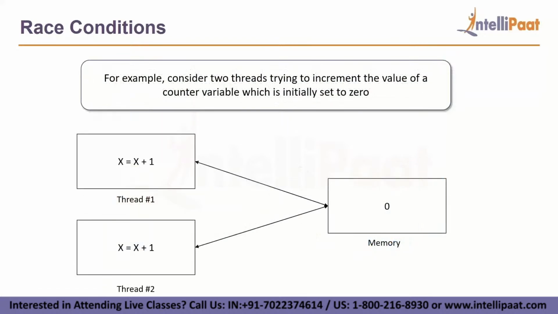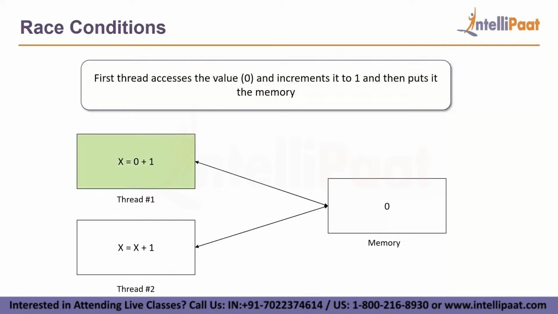For example, consider two threads trying to increment the value of a counter variable that is initially set to 0. We have memory and two threads. The value in the memory is currently 0, and both the threads, thread 1 and thread 2, will execute the same code in which they will read the memory value, which will be 0, and substitute it with a value that is adding 1 to the current value in memory. So it's 0, 0 plus 1 would be 1. However, both the threads will be doing it separately.